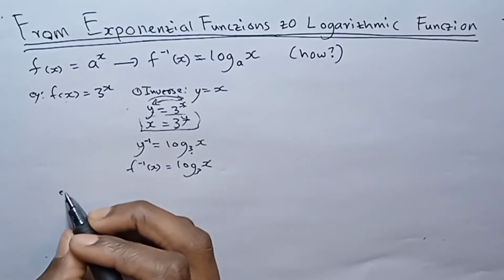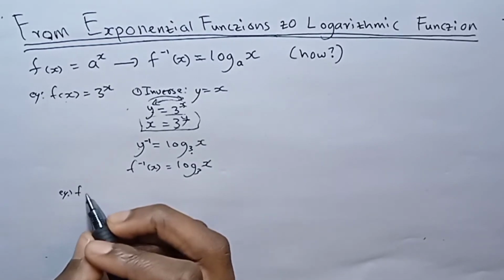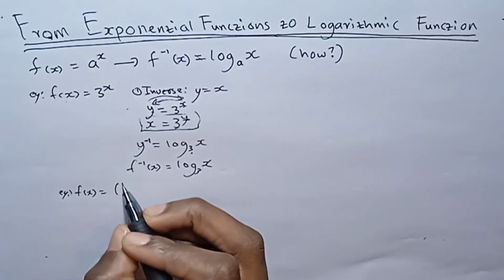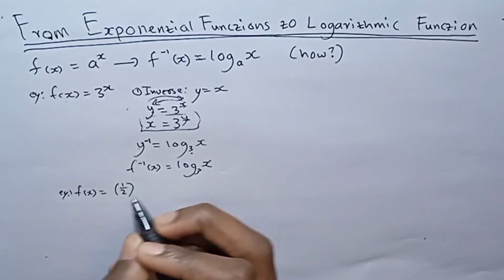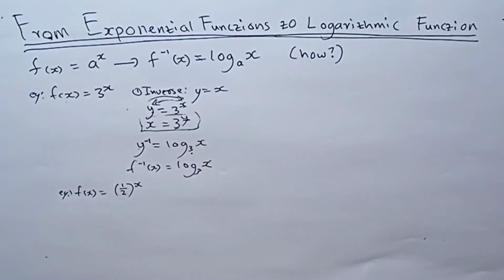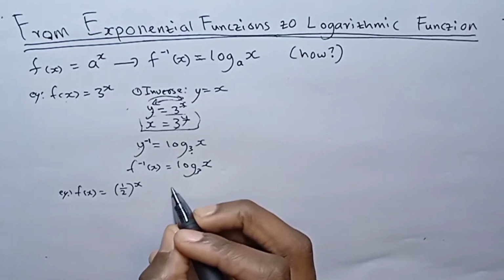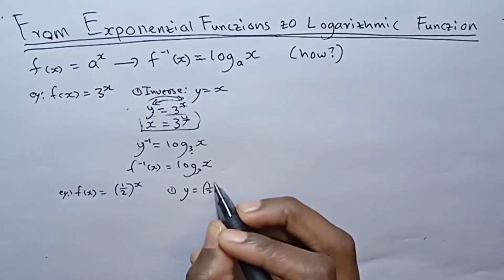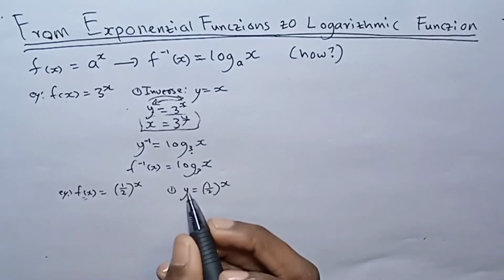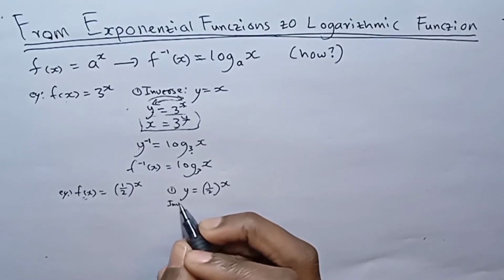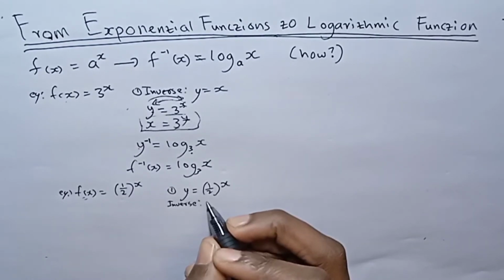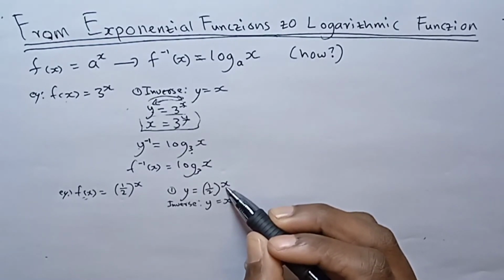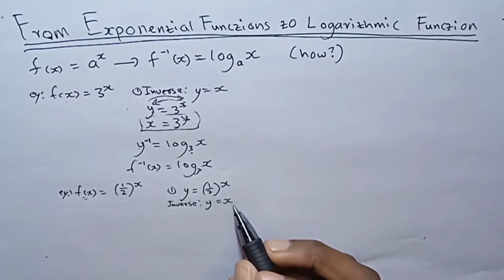Let's say I have f of x is equal to 1 over 2 to the exponent x. Remember the first step, or you can even just say y is equal to 1 over 2 to the exponent x. Just represent f as y, then say inverse, and say now y is equal to x. It means I'm going to reflect this graph about the line y equals x.